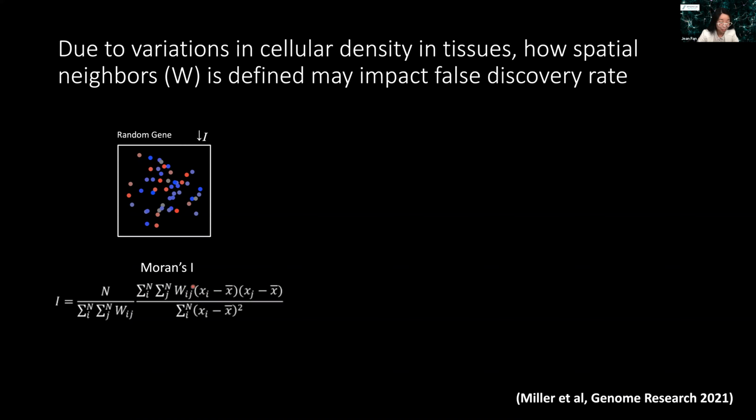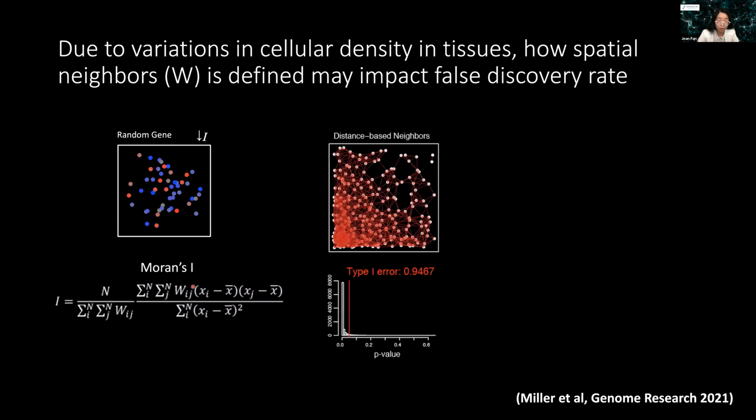But actually, how do you define who your spatial neighbors are? Well, it turns out that we often see a very non-uniform cell density in tissues. For example, this is simulated data, but each point is a single cell, and some areas have high density and some areas have low density. That's just how cells are naturally arranged within tissues.